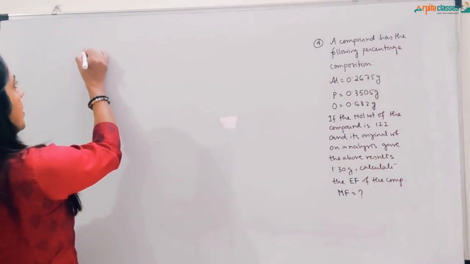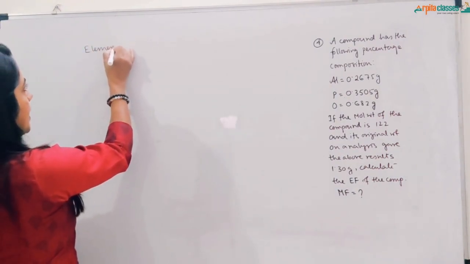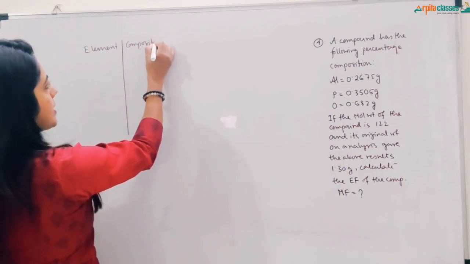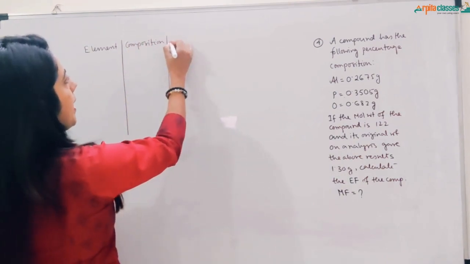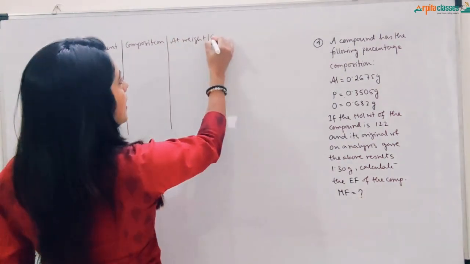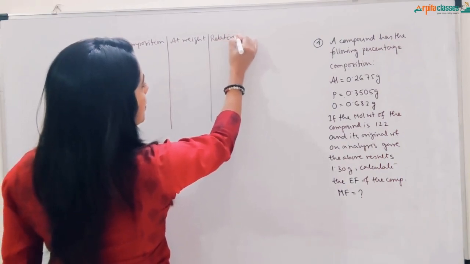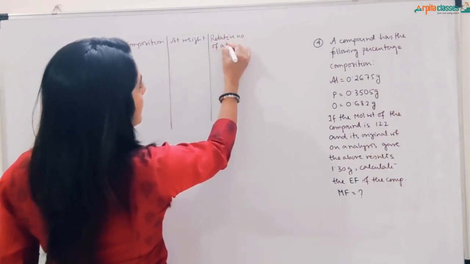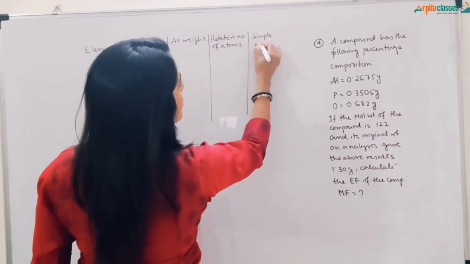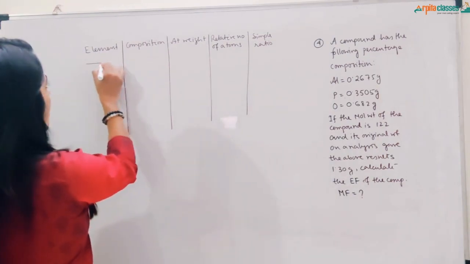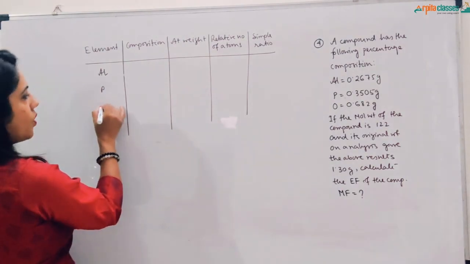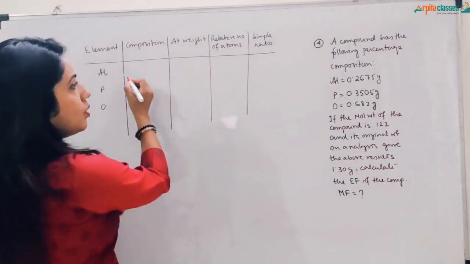Let us make the table. Here we'll write element. Since the percentages are not given, we'll write composition because here the weights are given. Next will be atomic weight. Next column will be relative number of atoms. And last column will be simple ratio. Okay. Now, what are the elements over here? One is your aluminium, phosphorus and oxygen. These are the 3 elements. Aluminium is how much?